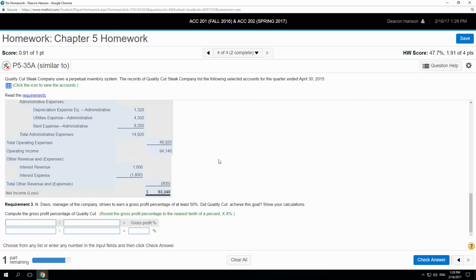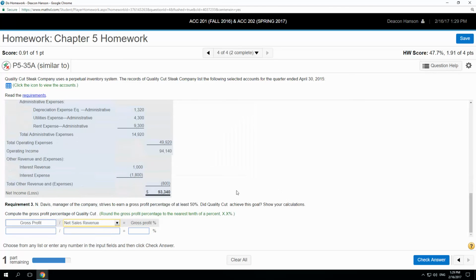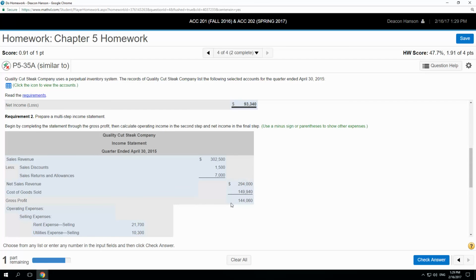Actually, the next step is asking me to compute the gross profit percentage. So gross profit percentage is always your gross profit divided by your revenue figure. I'm going to use net sales revenue. So gross profit divided by net sales revenue. We'll just go to our multi-step income statement and find our gross profit. My gross profit is $144,060. And my net sales revenue figure is $294,000.